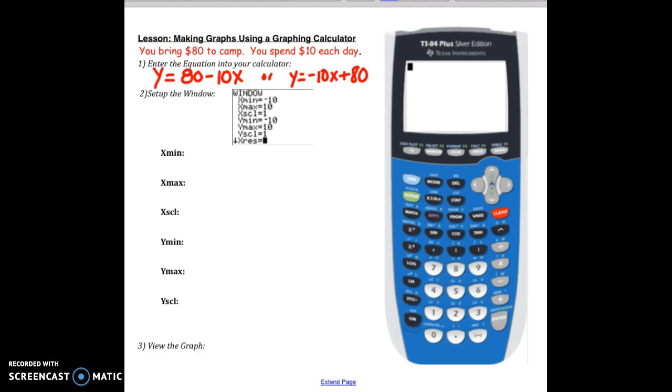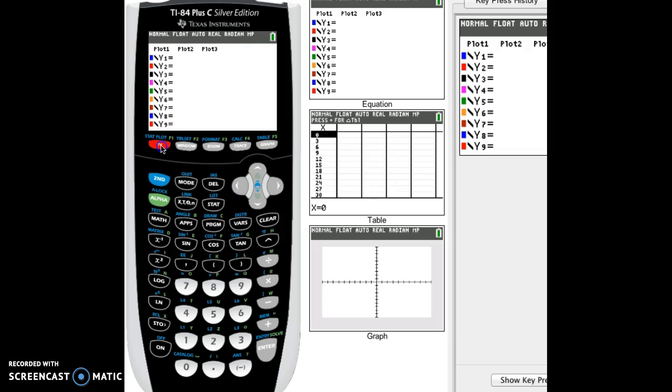So when we go to our graphing calculator, you're going to recall from when we did the tables that you have to hit the y equals button here. And if there's other equations in there, you can clear that. And we're going to put 80 minus 10x. And we really need to make sure we use this X,T,theta,n button, 80 minus 10x. Okay, and then we need to try to look at the graph.